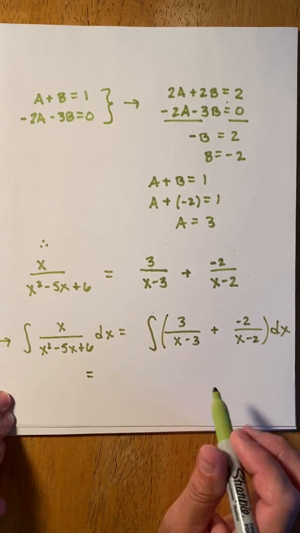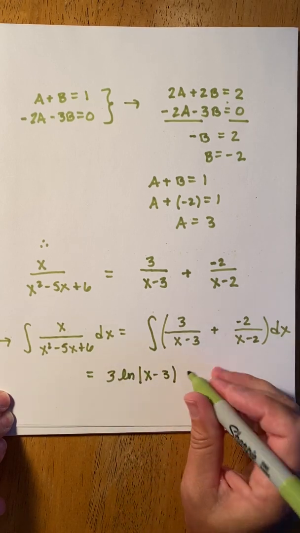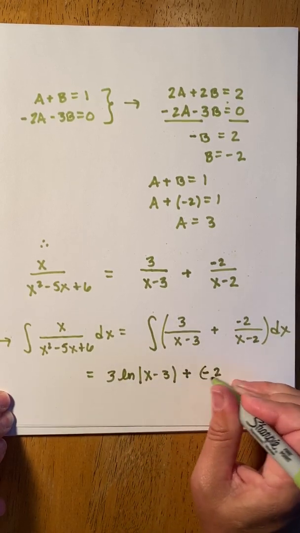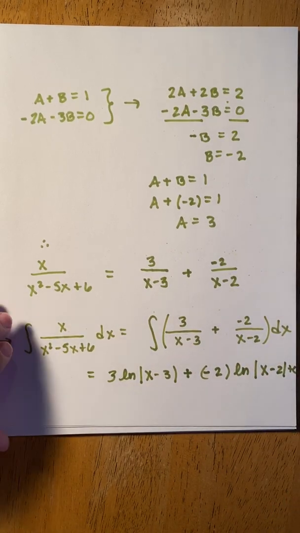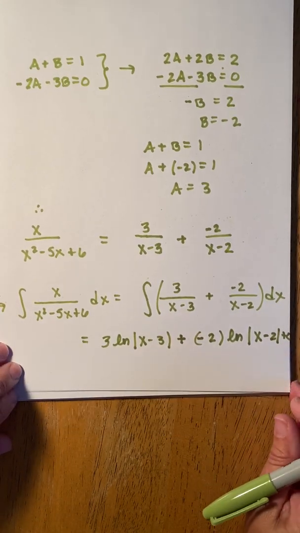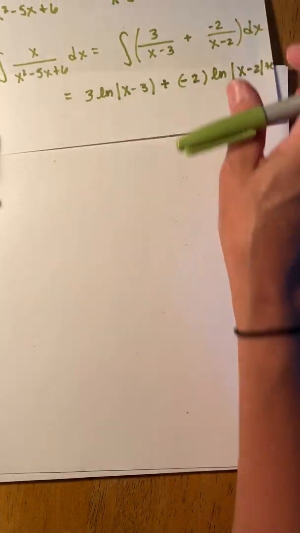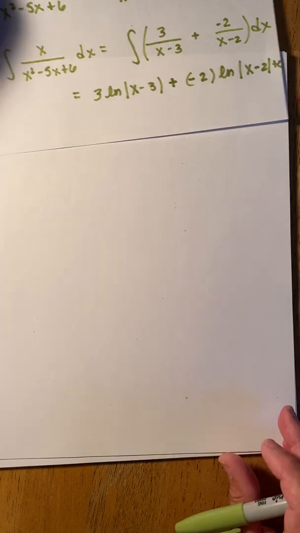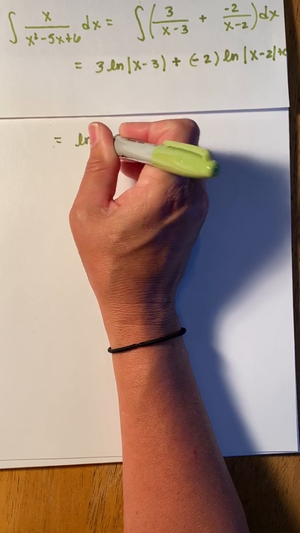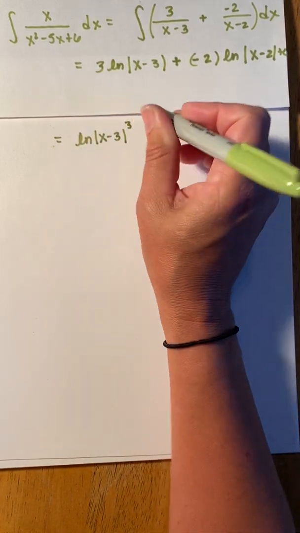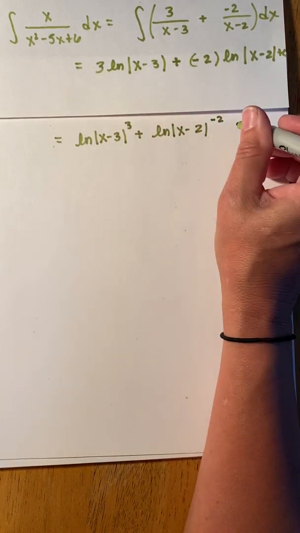And we know the antiderivative of 3 over x minus 3 is 3 natural log of the absolute value of x minus 3 plus negative 2 natural log of the absolute value of x minus 2, plus c, squeak that in there. All right, so now we can clean this up a little bit. This is a perfectly acceptable answer to me, but your book, I'm not quite sure how WebAssign wants you to answer. I'm thinking they'll accept this, but I'm going to rewrite this as the natural log of the absolute value of x minus 3 cubed plus the natural log of the absolute value of x minus 2 to the negative 2 power plus c.